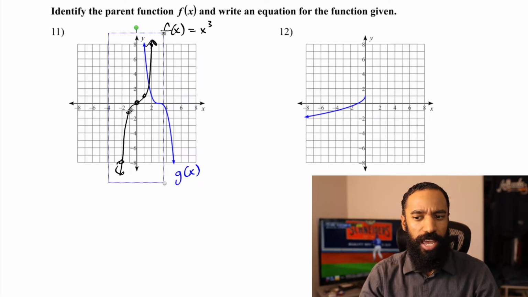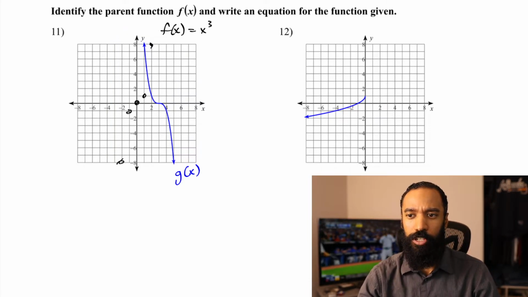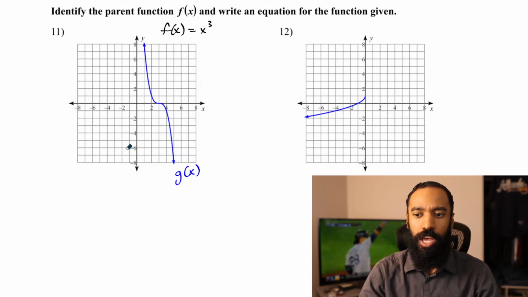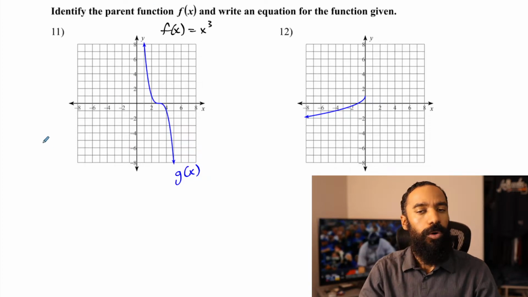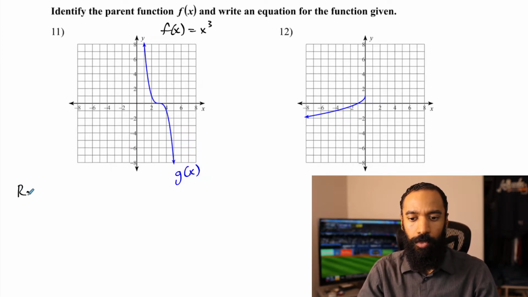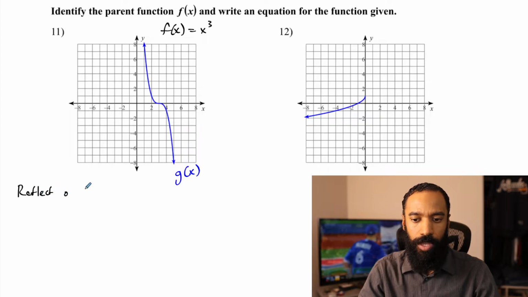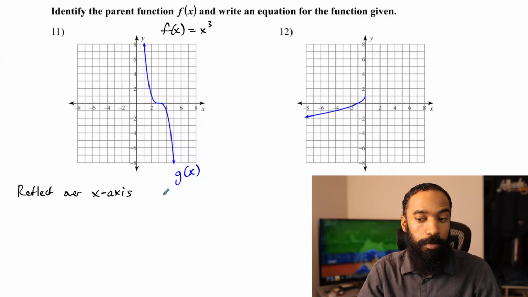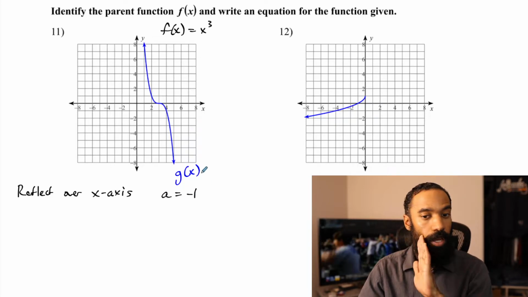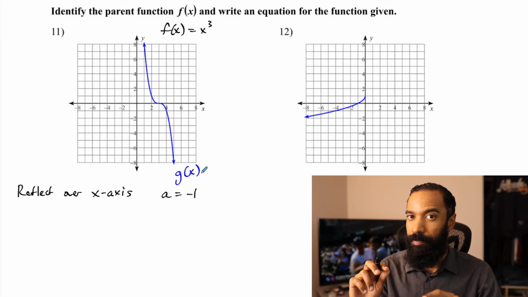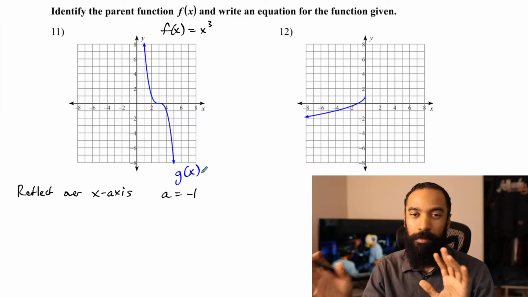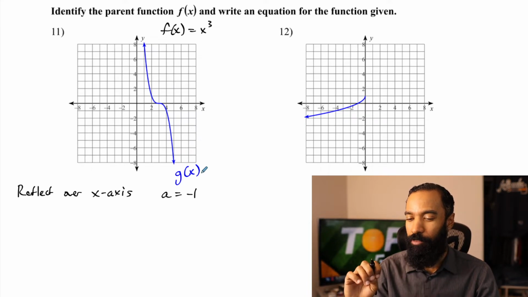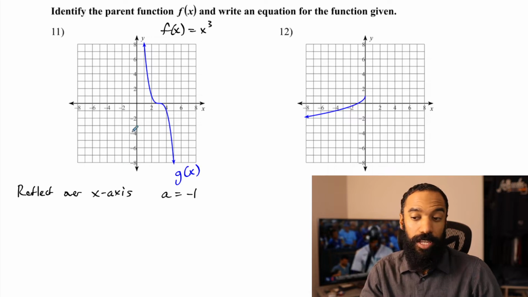I'd rather probably change a. I've mentioned this quite a bit. I prefer talking about a more so often than anything else. So I'm going to mention for that one there, I'm going to reflect over the x-axis. Reflecting over x-axis here would mean a is -1. Now you can put b as -1 as well, one or the other, and you'll see the difference in the equation. I'll write both and show you why I probably prefer a. But anyway, the a is -1.